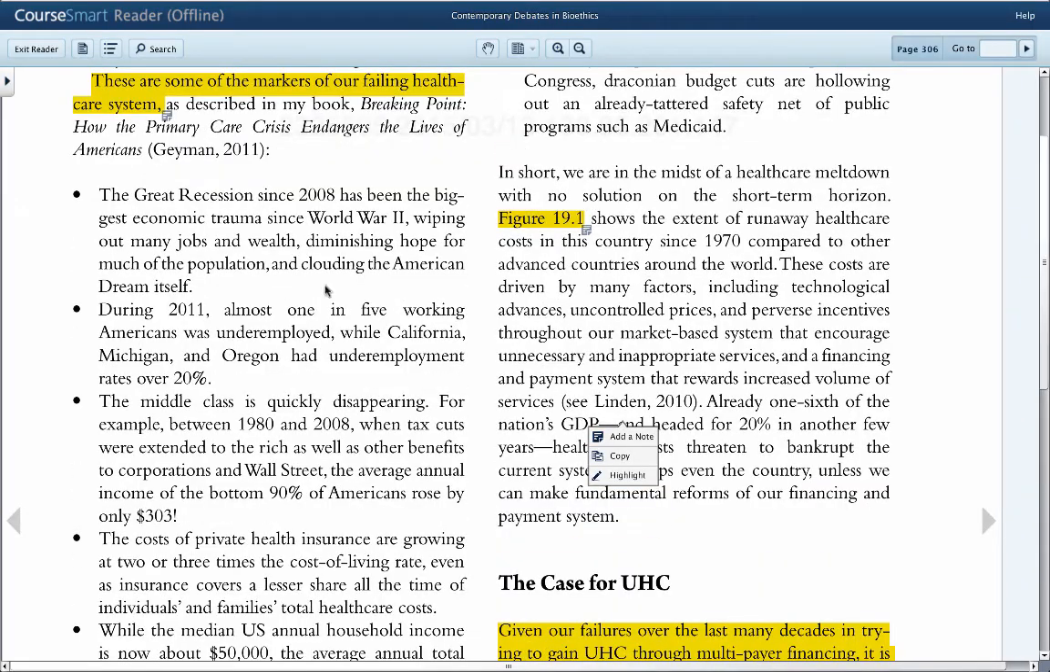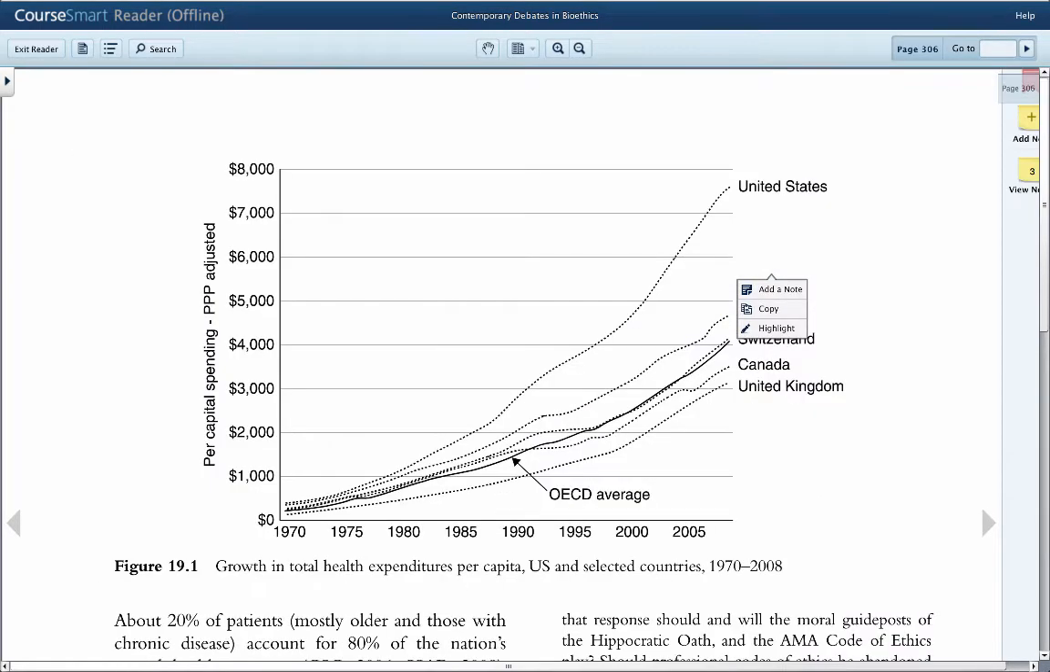And then he summarizes, in short, we're in the midst of a healthcare meltdown, with no solution on the short-term horizon. And then he gives reference to a figure showing how healthcare costs in the United States since 1970 compare to other advanced countries around the world. And here's that particular chart showing the United States costs going up more quickly than these other select countries.